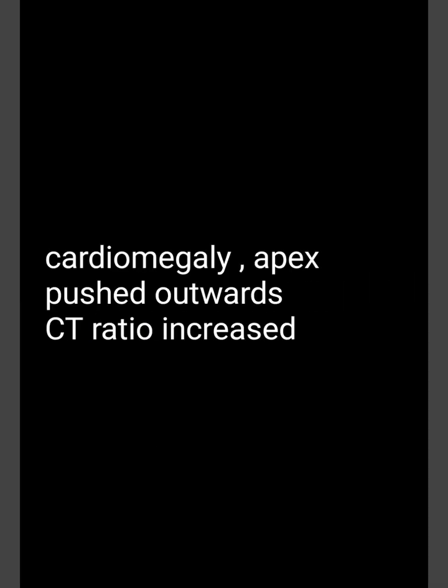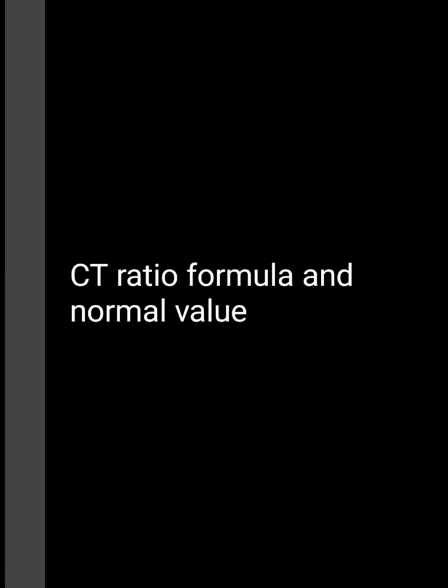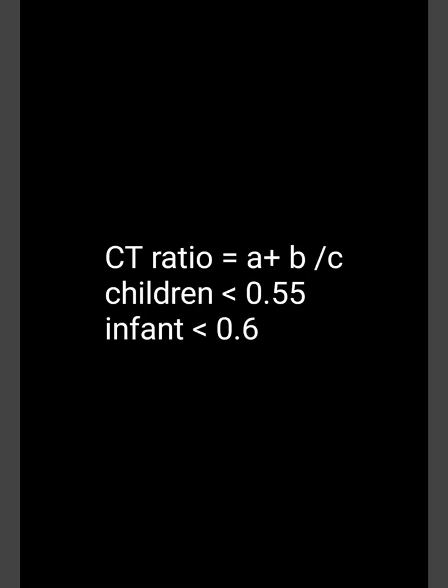X-ray findings in VSD: cardiomegaly, apex pushed outwards, CT ratio increased. CT ratio formula and normal value: CT ratio equals (A plus B) divided by C. Children less than 0.55. Infants less than 0.6.